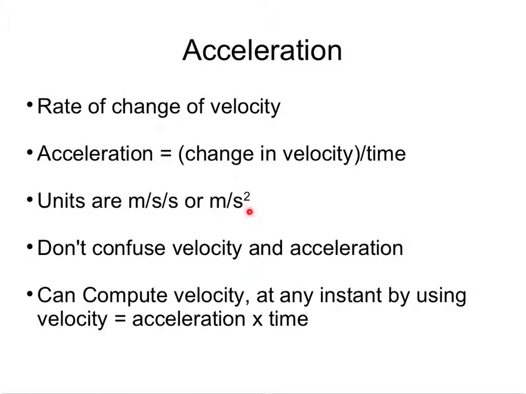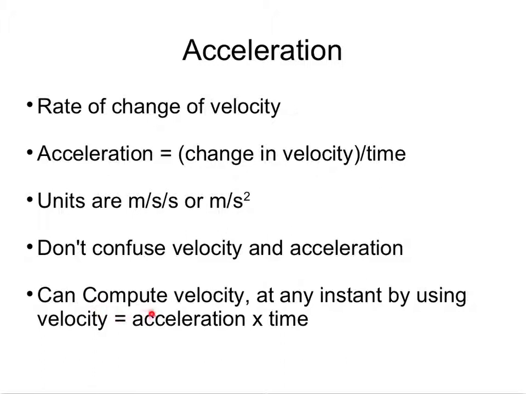Now it's very important that you don't confuse velocity and acceleration. Remember that the acceleration is the rate of change of velocity. So it's very possible that an object is moving at a constant velocity, in other words, its velocity is not changing at all. At that point, its acceleration would be zero. So if an object is moving at a constant 10 meters per second, for example, that means that the acceleration is zero, because the change in velocity is zero.